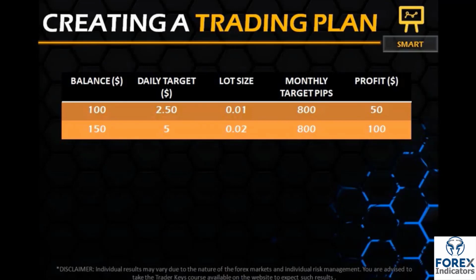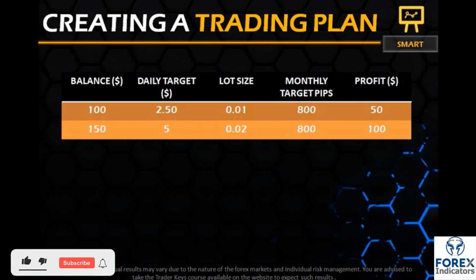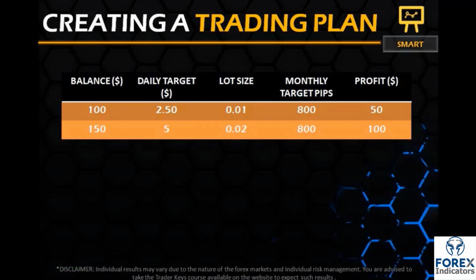Alright, so with a balance of $150, we expect to make a new daily target of $5 because we're using a larger lot size but the same amount of daily pips as a target and monthly pips as an overall target. So we expect to achieve $100, and after that obviously we'll be on a balance of $250 and we'll follow that up as well, and so forth.